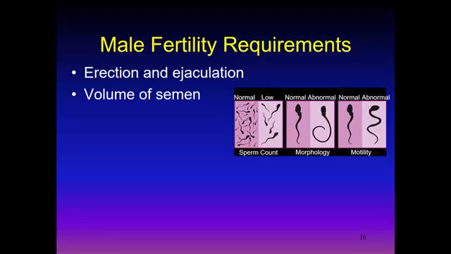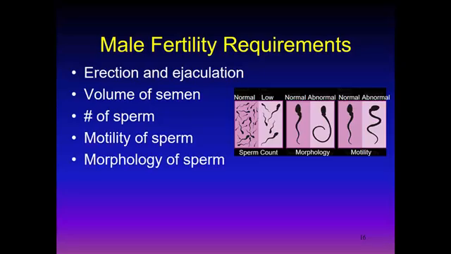Then they'll look at volume of semen. Good semen has 120 million sperm per mil, and 2 to 3 mils is normal. Less than 100 million per mil is considered somewhat infertile, and under 20 million per mil is considered functionally sterile. So they want the volume and the number to be high enough for fertility to occur. Other things they will look at is, do the sperm swim? Are they viable? Are the flagella working? Is the shape normal?